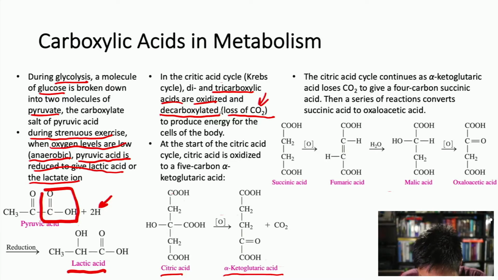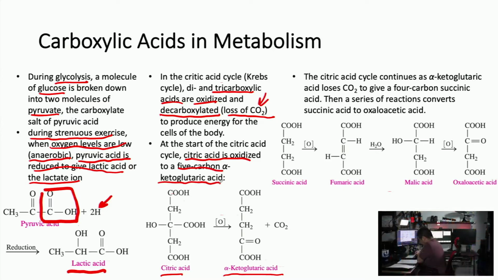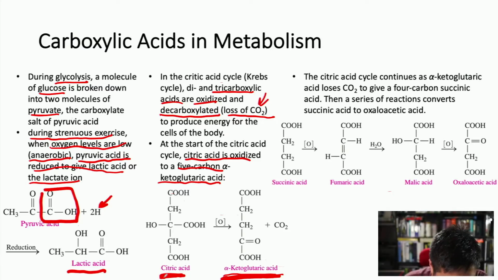At the start of the citric acid cycle, citric acid is oxidized to a 5-carbon alpha ketoglutaric acid, right? So here it is right here, citric acid, and citrate is getting oxidized to alpha ketoglutarate. And it looks like there's only one step here, but in fact there are many steps between here and here. Many enzymes have to take their chance at working on citrate before it becomes alpha ketoglutarate, and then you get CO2. So multiple steps in between.